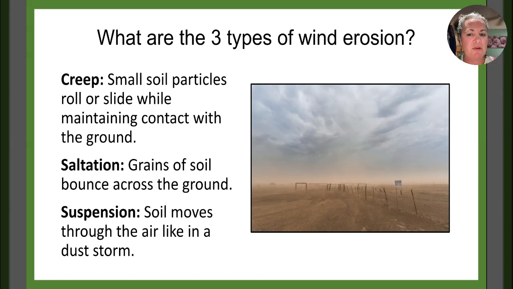Creep is when soil particles will just roll or slide. So they may be a little bit heavier or the wind is not as strong, but it may be pretty steady. And they just roll and slide, but they maintain contact with the ground, but they'll still move, and this still causes soil loss. Saltation is when grains of soil will actually be picked up by the wind, but they're just heavy enough to bounce along. And then suspension is when wind will pick particulates up and actually move them through the air, like in a dust storm, and will just pick up all the dust.